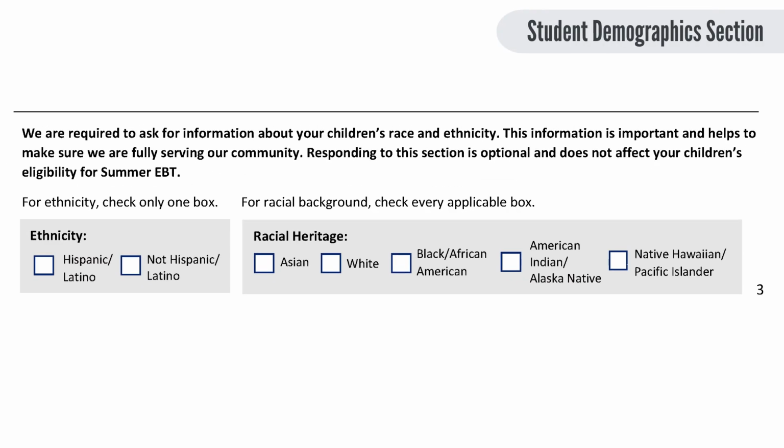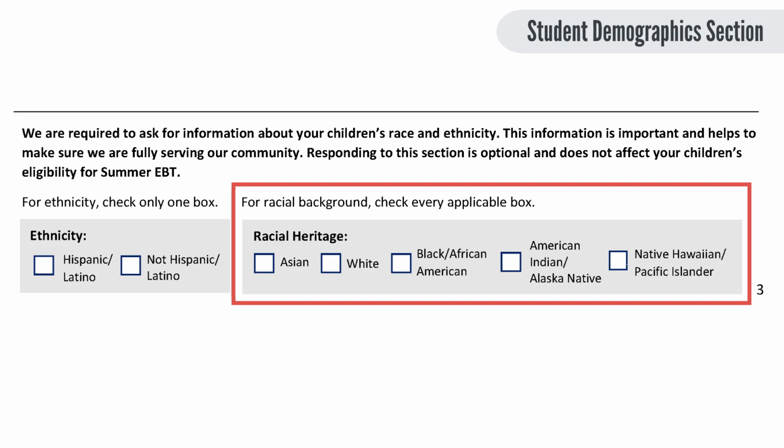Now we will cover how to complete the student demographic section of the paper application. Within the ethnicity area of this section, check only one of the boxes that apply to the students. Within the racial heritage area, check all of the boxes that apply to the students.